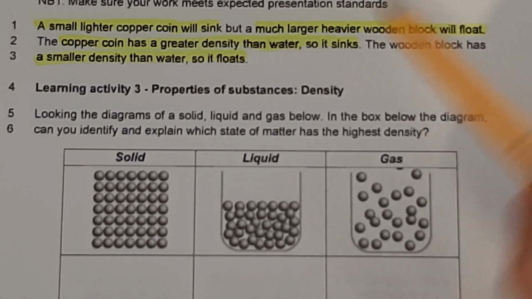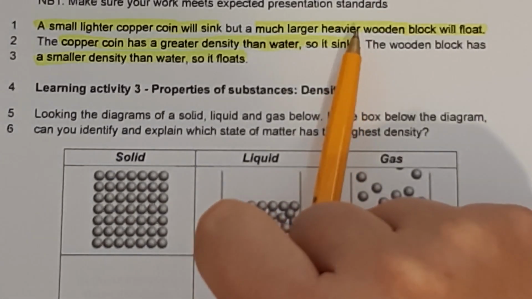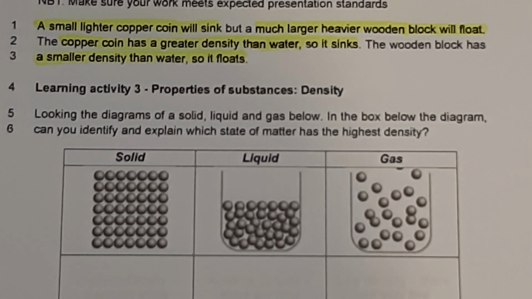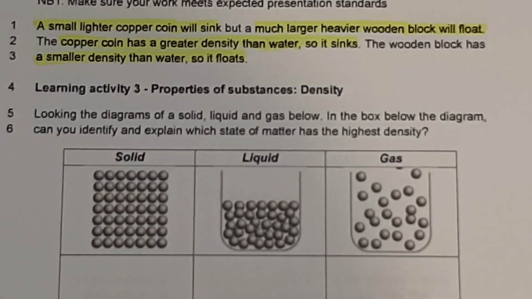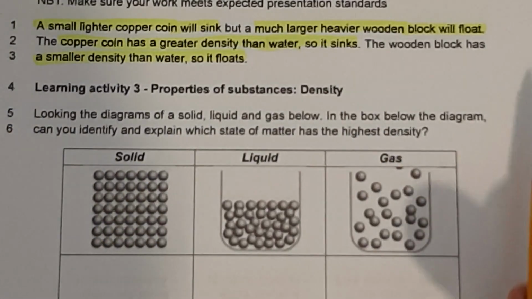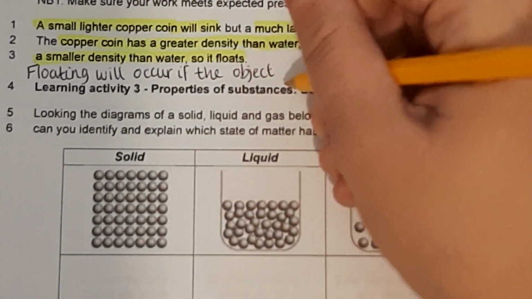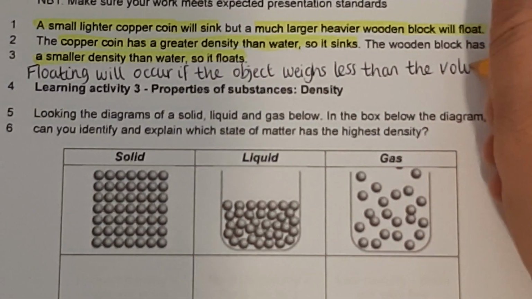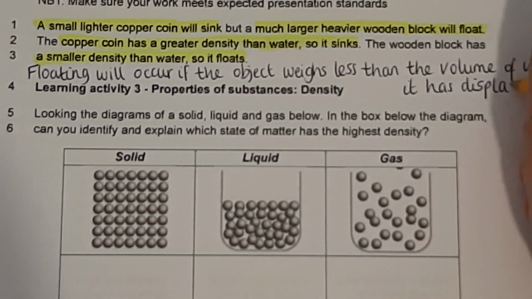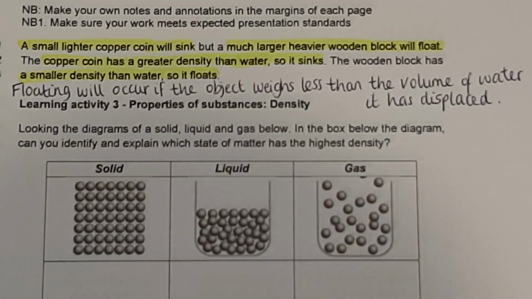So the large wooden block, although it's quite heavy, has displaced so much water that when you weigh the total volume of water that that block has displaced, it is still lighter than the wood. Whereas the copper coin is quite heavy for its size, and so it only displaces a very small amount of water, but the coin is much heavier than that small amount of water that it has displaced. So let's write a little bit about this. Floating will occur if the object weighs less than the volume of water it has displaced.